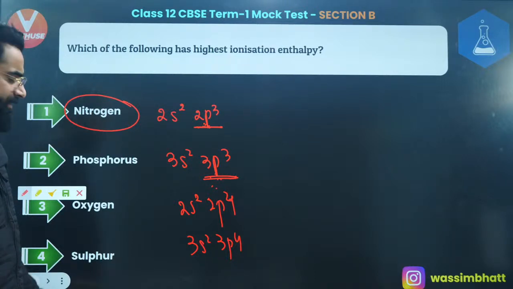Selva, there is no group 17 element over here. There is no halogen over here.